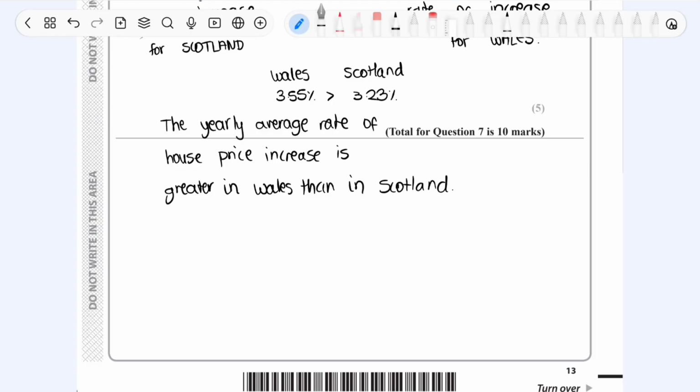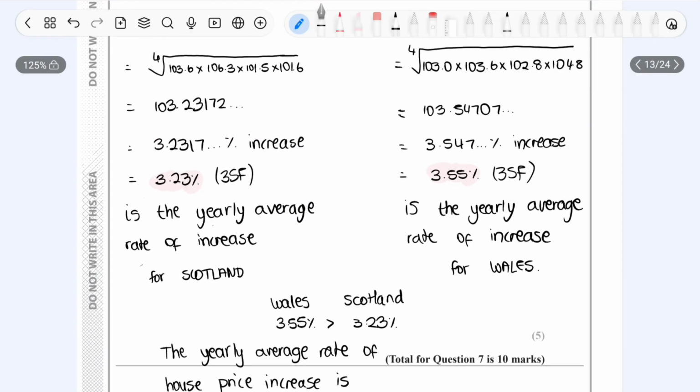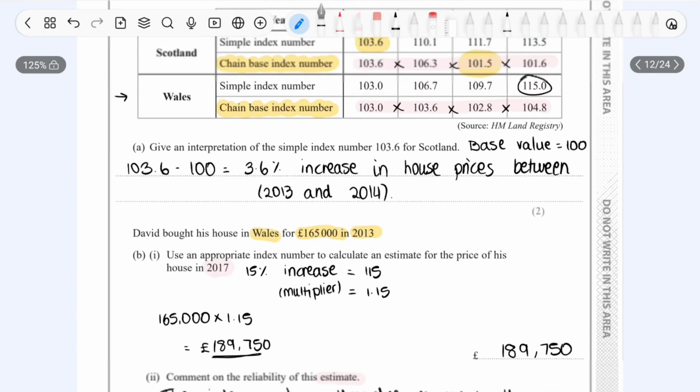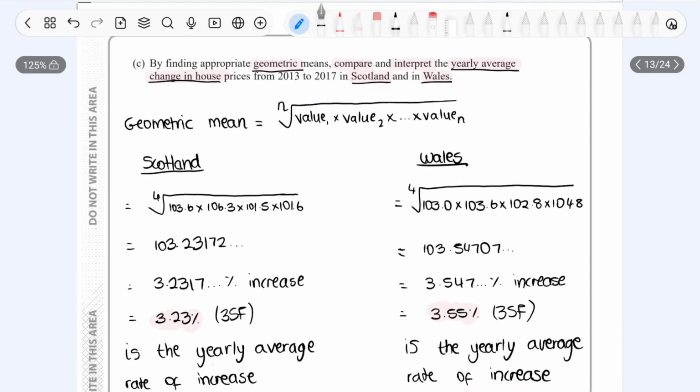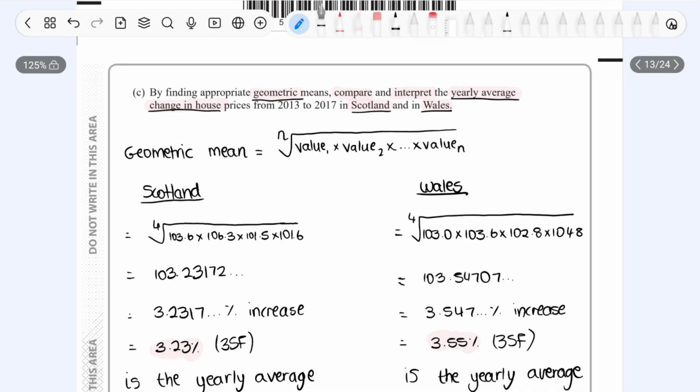Now that was a not difficult but a tedious question. It was 5 marks, so it was kind of worth it. I'd say it's a good question overall. You just need to know the formula for the geometric mean. You need to identify that is for chain-based index numbers, plug it in, find the values, compare and interpret, and it's basically packed into these 2 sentences. If you can break it down properly, then you'll have no problem getting all 5 marks.